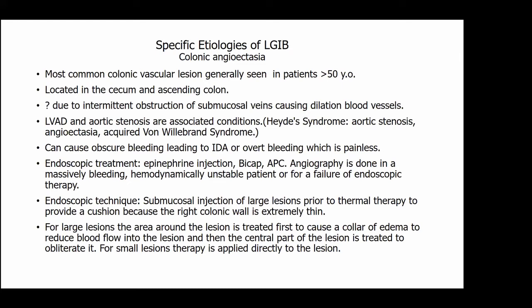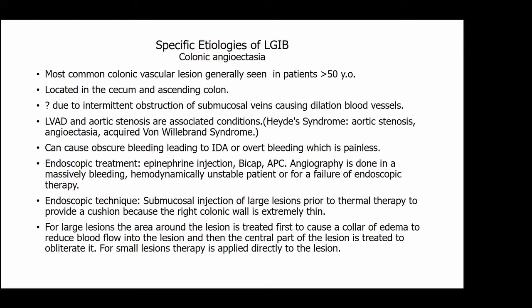It may be due to intermittent obstruction of submucosal veins causing dilation of the blood vessels. But colonic angiectasia are also associated with the left ventricular assist device and aortic stenosis, or really any other significant valvular heart lesion. When bleeding from angiectasia is associated with aortic stenosis, it's called Heyde syndrome, and there's often an acquired von Willebrand syndrome along with it.